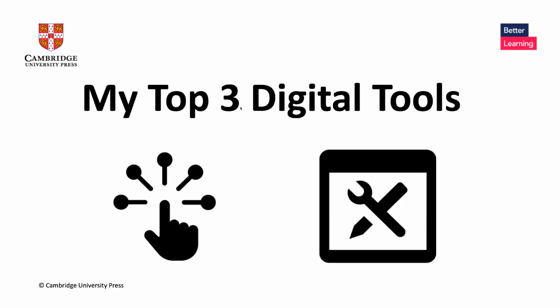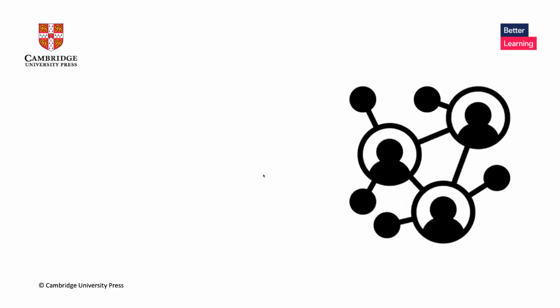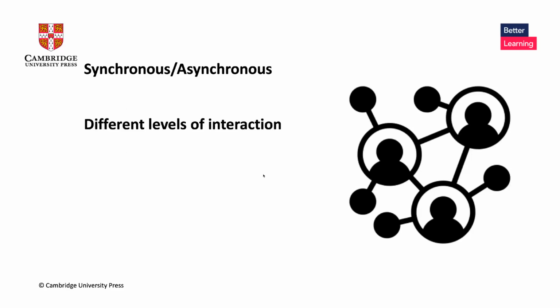Now, I've chosen these 3 digital tools, and I haven't told you which ones yet, on purpose, because when thinking of which were my top tools, there were certain things that I thought about. They are very useful to be used either synchronously or asynchronously. So you can use them in the classroom or outside the classroom. You can use them for both inside and outside the online classroom, because you can use them in different ways, and they allow for different levels of interaction.